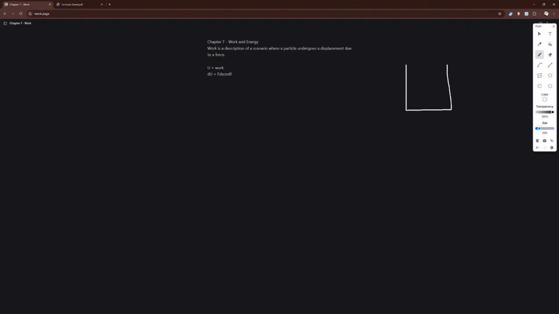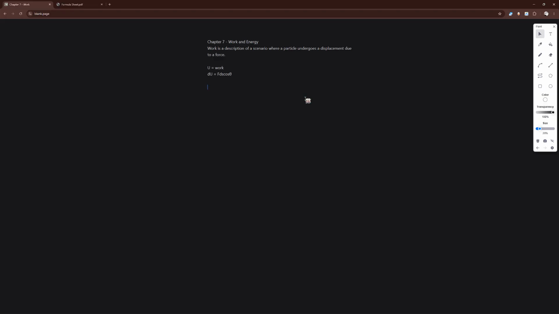So let's say we have it like this, and we have our force going this way. This is where you would get your theta, between the path, which is this way, and the force, which is over here. So that's how you get theta for that term.